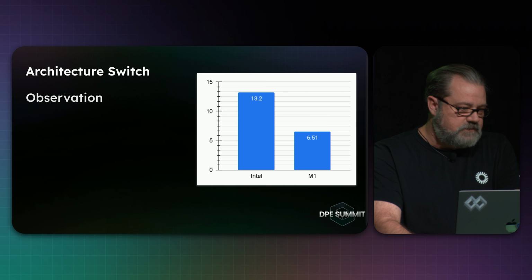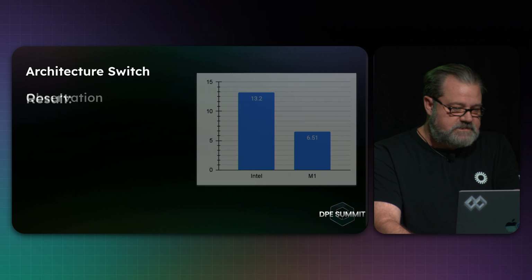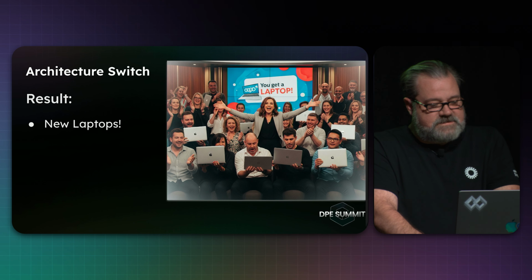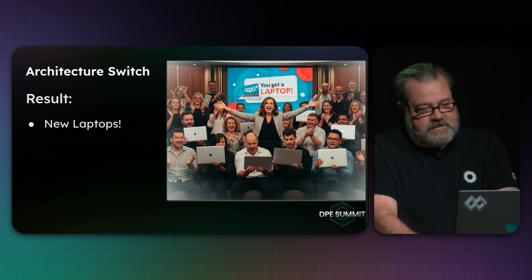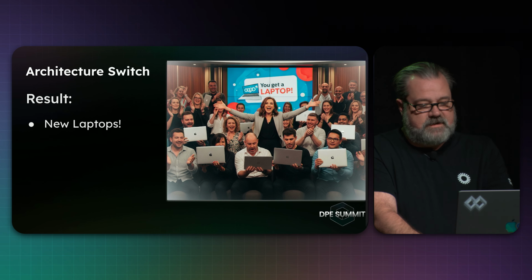And so what was the result of this? Everyone got new laptops. Regardless of the refresh schedule, this might feel like cheating, to throw money at the problem to get faster builds, but I prefer to think of it as having the data to justify the expense. So we were able to show the people with the purse strings the impact a new laptop would have for our engineers.